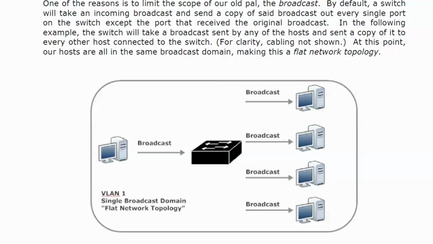Even if you think you're not using VLANs on a Cisco switch, you are, because by default, every port is in VLAN 1. But we have a single broadcast domain, and again, the term flat network topology, I don't see it a lot outside of Cisco documentation, but it is a good term to be familiar with.